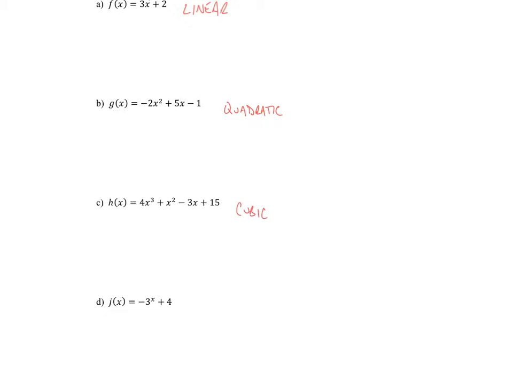And then D has j of x, and that's a little different than what we've done in the past. We've got negative 3, and that's the base, but it's to the x power. So since the variable is now in the exponent, we have an exponential function. So that is going to look like the functions that you were playing around with in class.